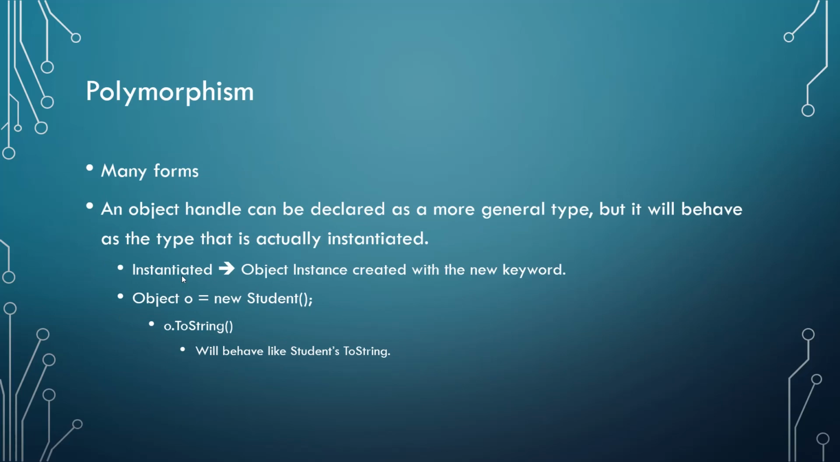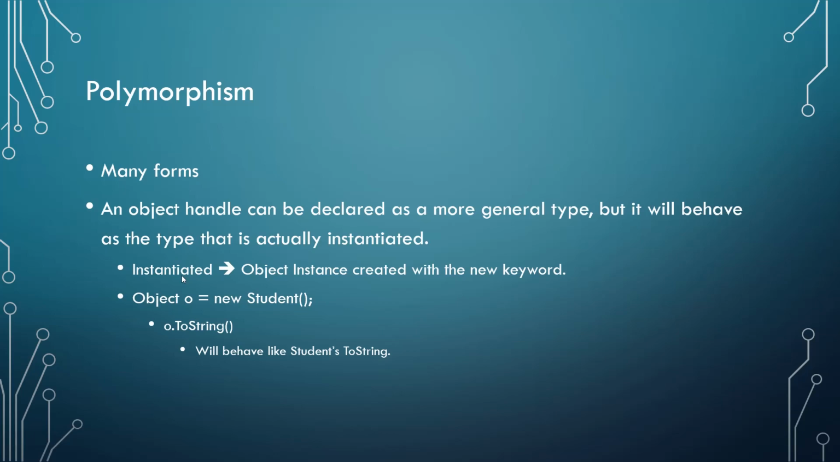Polymorphism, many forms. An object handle can be declared as a more general type, but it will behave as the type that is actually instantiated. In this case, instantiated means an object instance created with the new keyword. So, for example, object o. The o is declared as a general object, the most general type you can possibly declare it as. But then we instantiate, let's say, a new Student class.